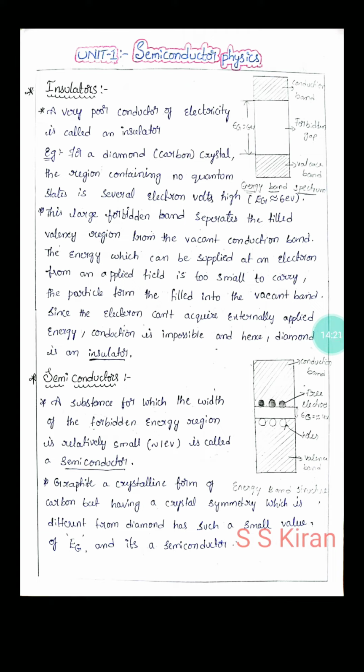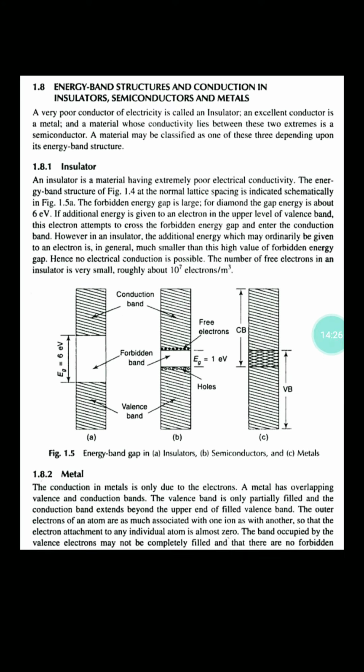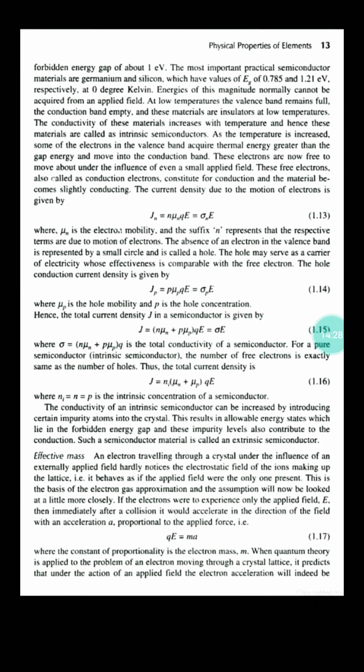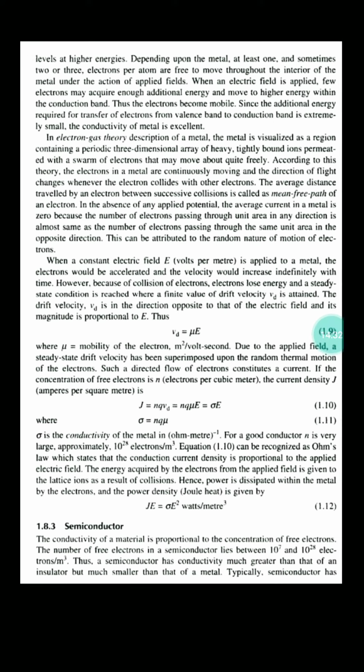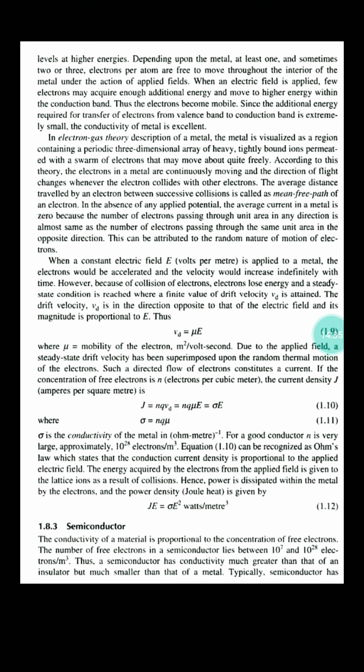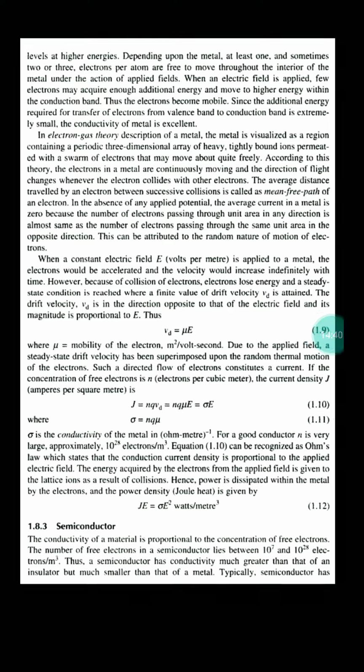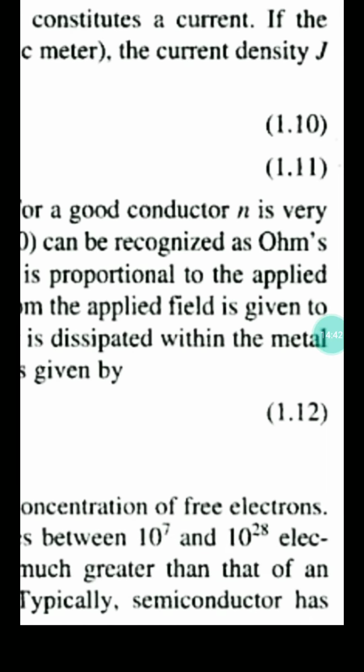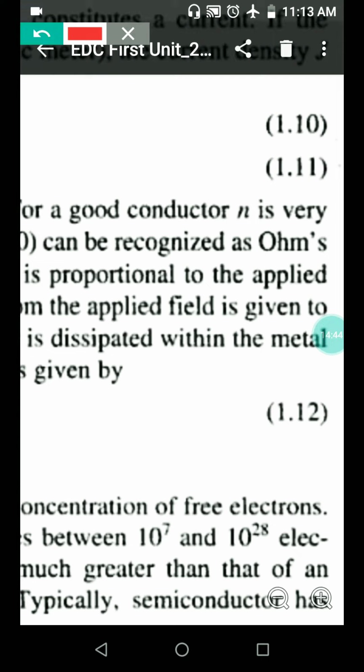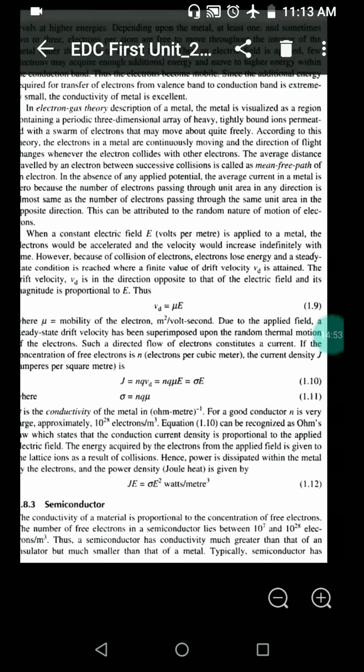Then what about the number of electrons present in the semiconductor? See here, I will show. In a semiconductor, the number of free electrons lies in a range between metals and insulators. I have to underline here: the number of electrons lies between 10 to the power of 7 and 10 to the power of 28 electrons per meter cube.